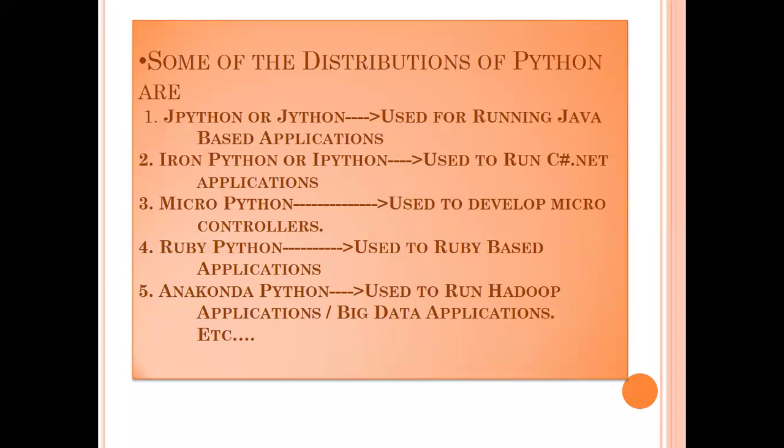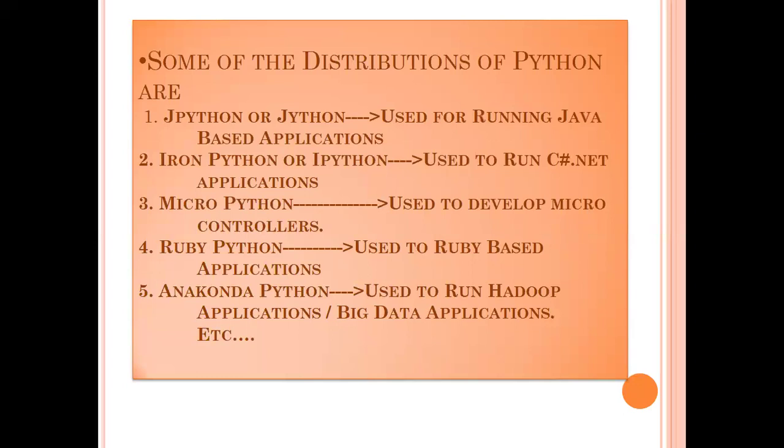IronPython and IPython are used to run C#.NET applications. MicroPython is used to develop microcontrollers. RubyPython is used to develop Ruby-based applications, and Anaconda is used for big data and large data applications, which is helpful for Hadoop applications, known as big data applications or Hadoop applications.